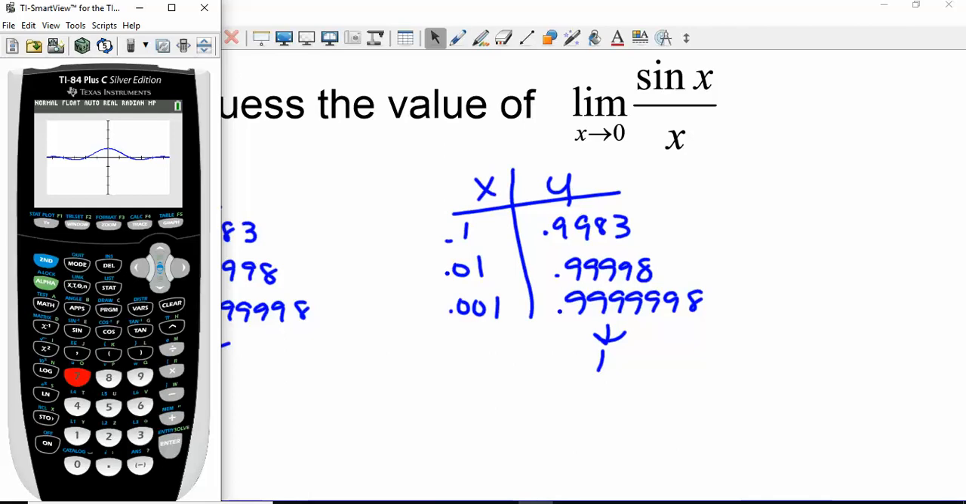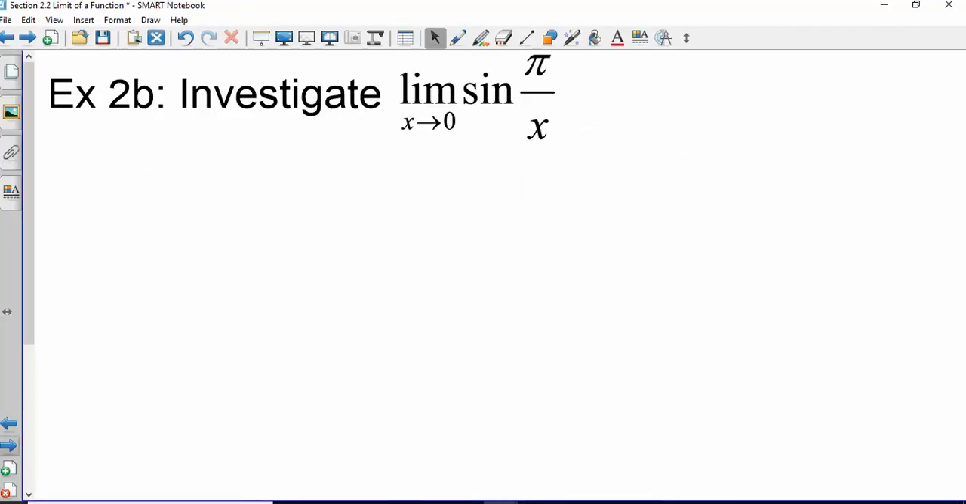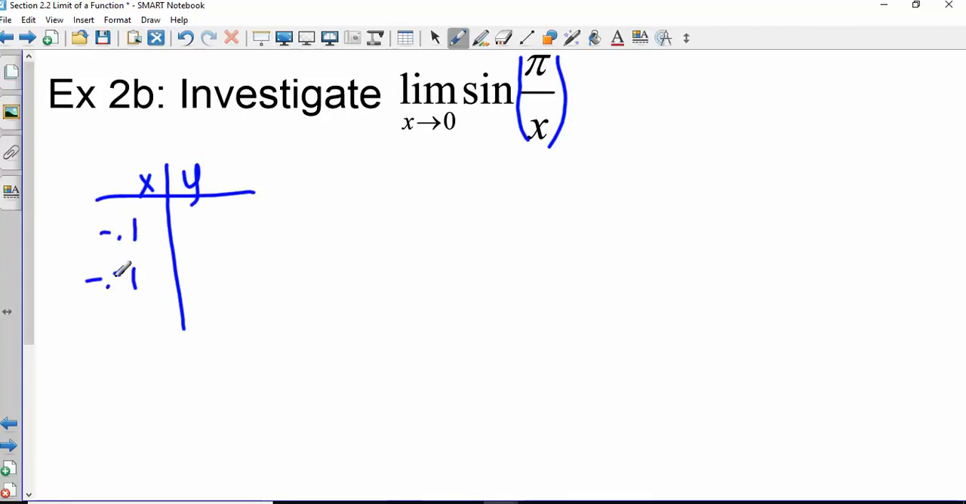Is that okay? Alright, so let's do another one. I want to do the limit as x approaches 0 of sine pi over x. So pi over x, that's all in my angle. I'll put in the same values for the two tables.